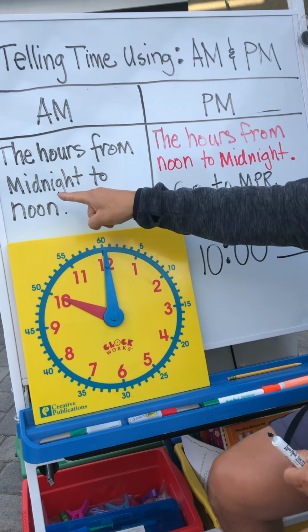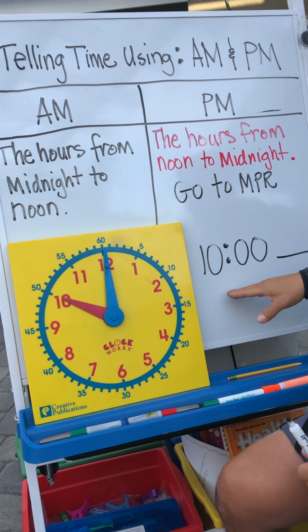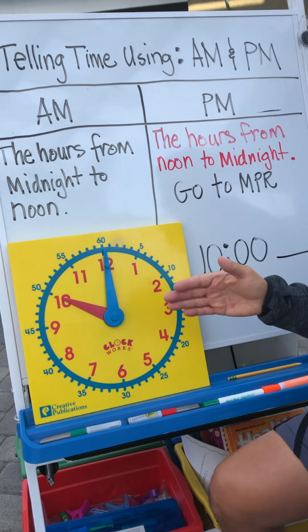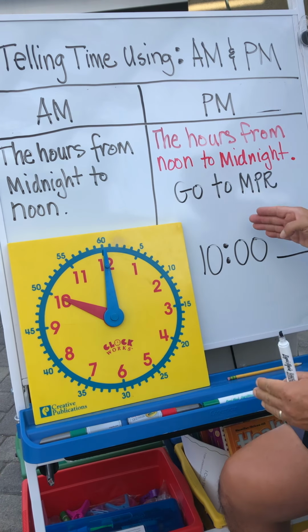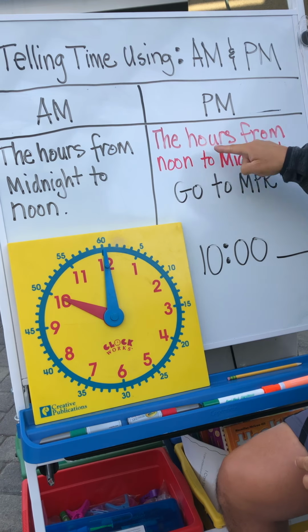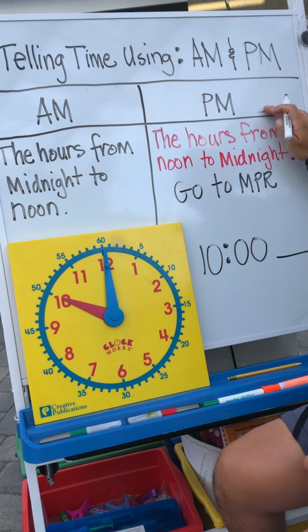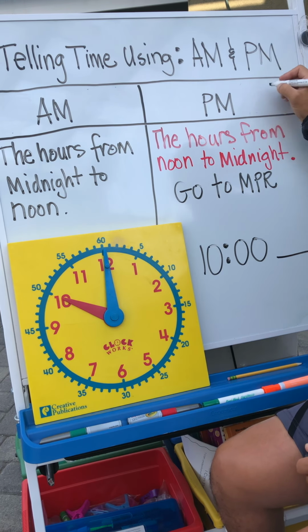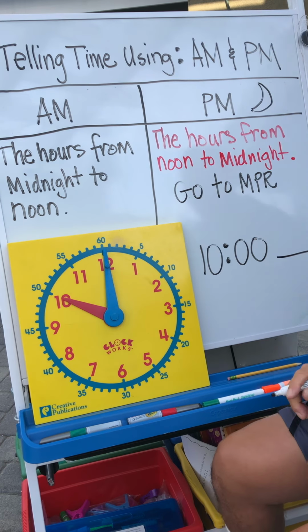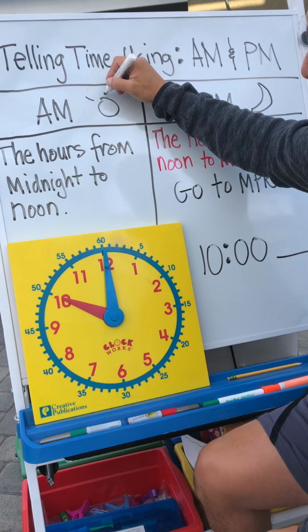AM is the hours from midnight until noon. Now, are we in school at 10 a.m.? Okay. Or are we at school at 10 p.m.? Now, the hours from noon until midnight. And here's another thing to remember. PM is usually when it's dark, so I'm going to do my best to draw a little moon here. AM is usually when it's sunny, when there's daylight. This is my sun.